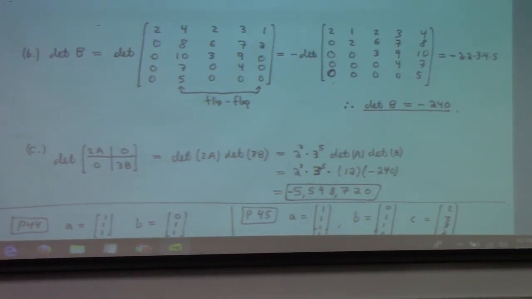Down here, notice that A is 3 by 3. That's why I pull out a 2 cubed, because you have to pull out a 2 from each column, essentially. B is 5 by 5, so I have to pull a 3 out from each of those 5 columns using the linearity in each column. Each one pulls out a 3, 3 to the 5th.